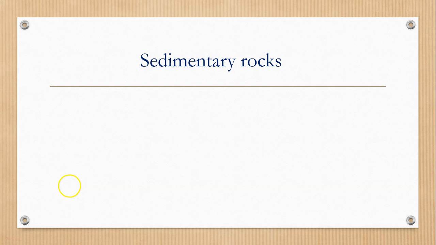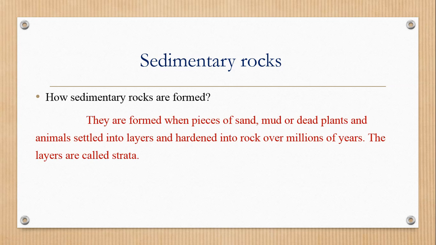Let us learn about sedimentary rocks. Hope you remember about igneous rocks. How are sedimentary rocks formed? They are formed when pieces of sand, mud, or dead plants and animals settle into layers and harden into rock over millions of years. The layers are called strata. Most fossils are found in sedimentary rocks.